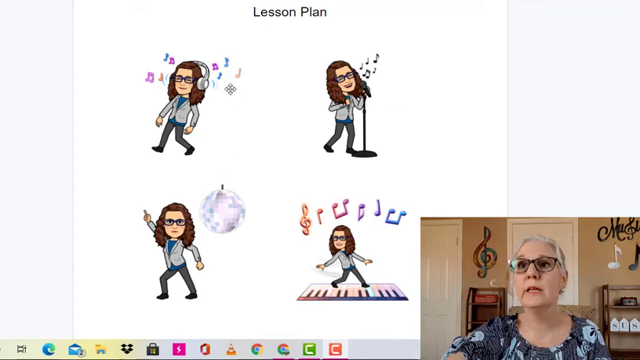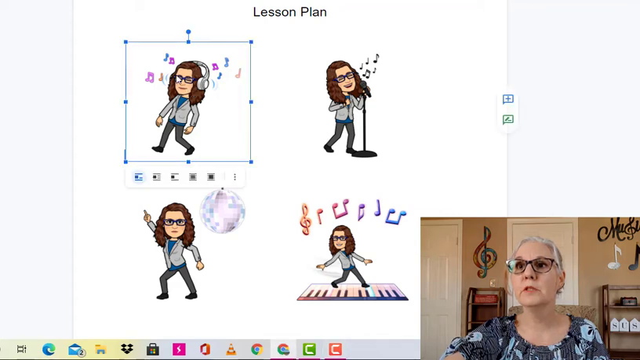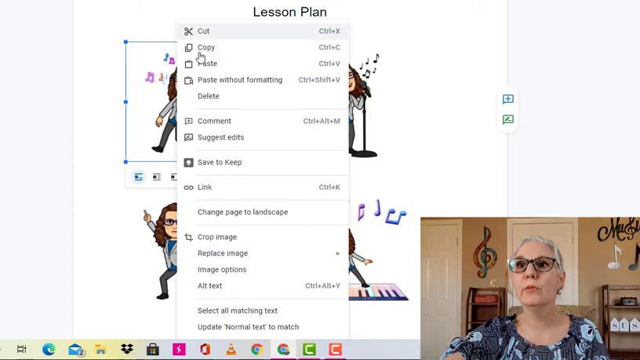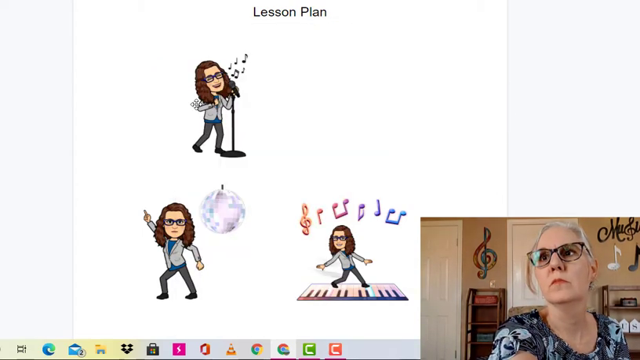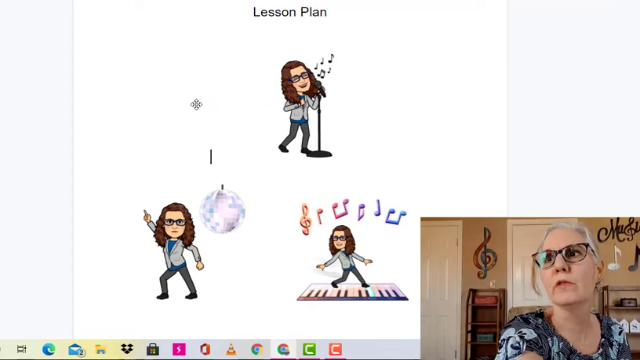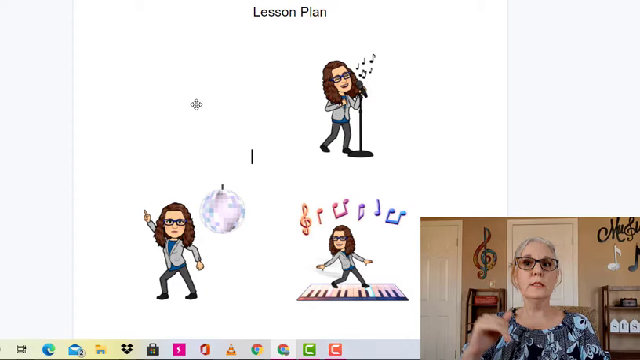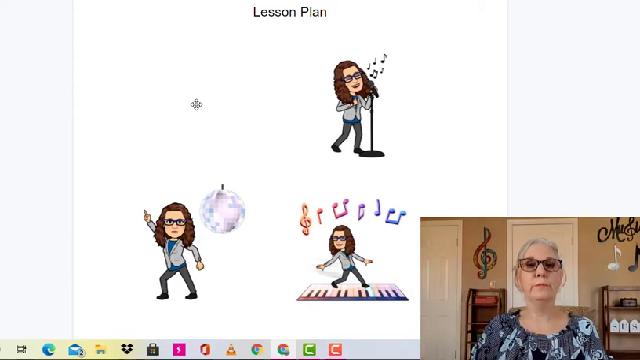So the idea is, here's the order of what we're doing today: listening, singing, dancing, and playing instruments. When we're done with an activity, that particular picture gets moved. Being that it's Velcro, it just gets moved. I'm just moving that back over so you get the idea. So the students can see, okay, we already did that activity, this is the next one, and so on and so forth.